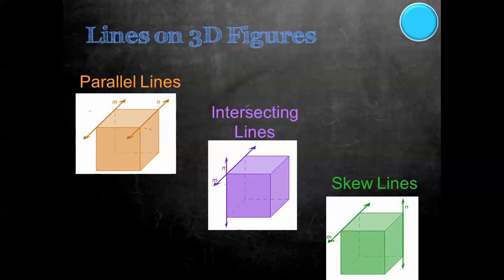Skew lines are lines that are neither parallel nor intersect. If we look at M, it's going this way, N is going up and down. These lines will never intersect, but they are also not parallel. And if you look, these two lines are not on the same plane. So there isn't any one plane that contains both of these lines. So we call those skew lines.